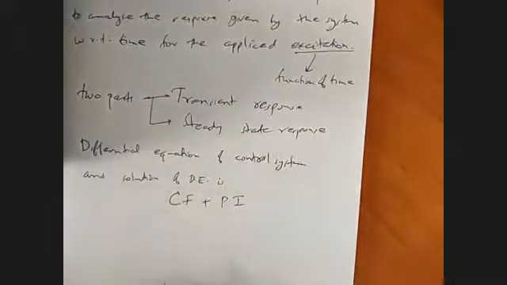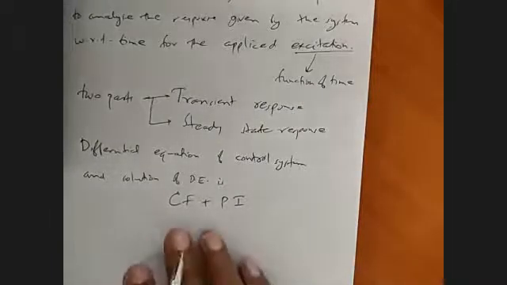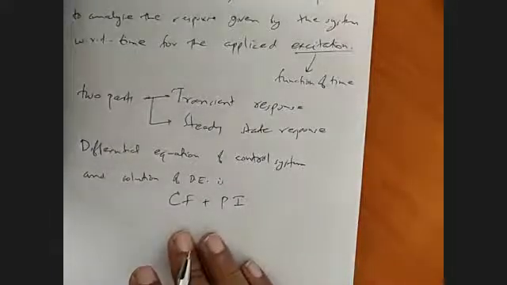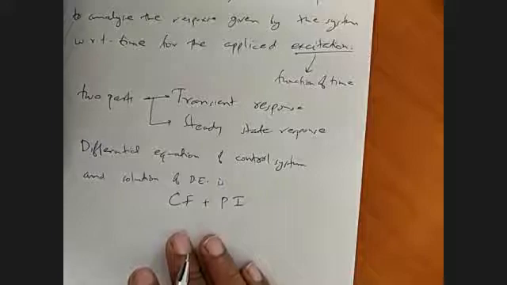CF and PI. You studied this in mathematics. Complementary function and particular integral. So they represent the transient response of the system and the steady state response of the system.